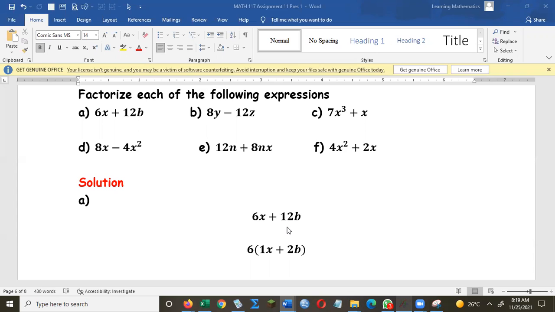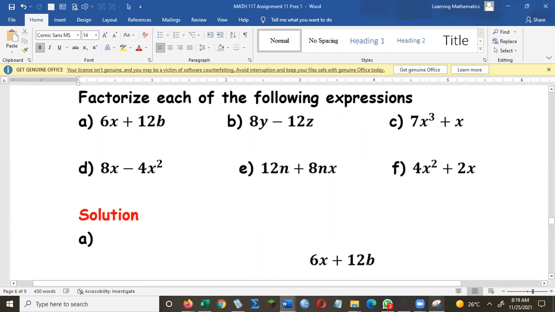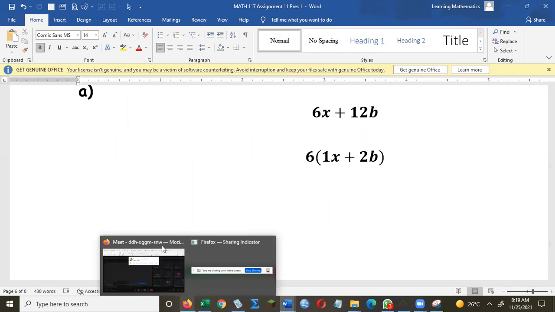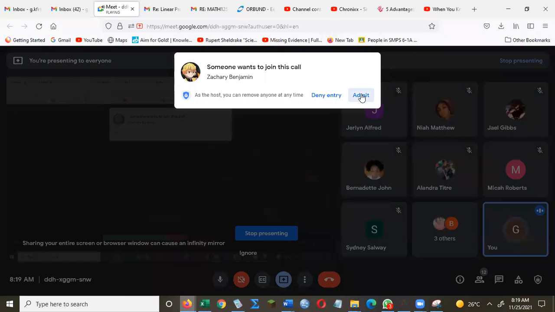So you factor out 6, you open a bracket, and then you divide by this factor to know what comes in the bracket. 6 into 6 goes once, and you have 1x. 6 into 12 goes 2 times, so you have 2b, and then you close the bracket. So this expression and that expression are the same. The only difference is that one is not factorized, whereas the other one is factorized. Factorized means to place into brackets.